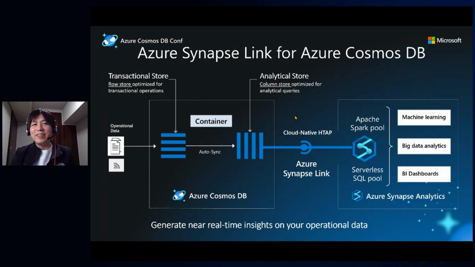You can access analytical store with Synapse Spark Pool and Synapse Serverless SQL Pool. Access to analytical store does not affect transactional store. In other words, you can analyze Cosmos DB data without worrying about request units.